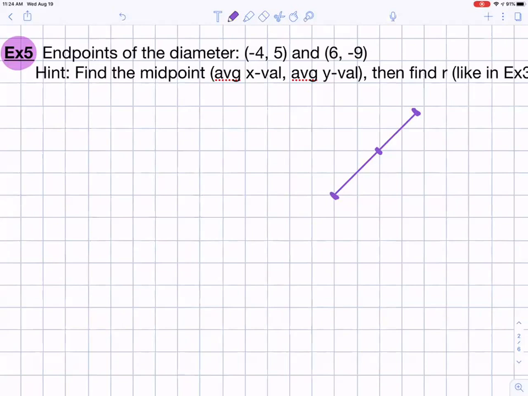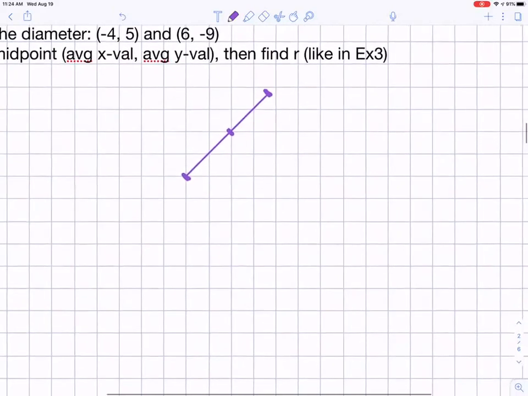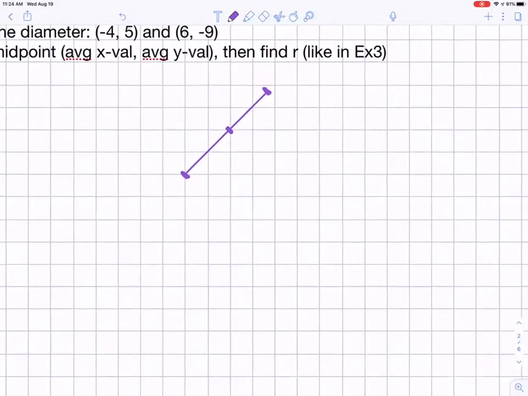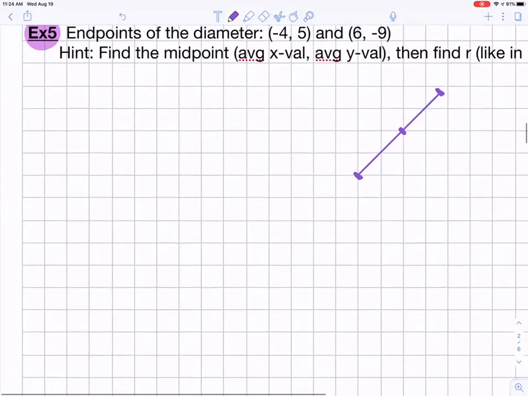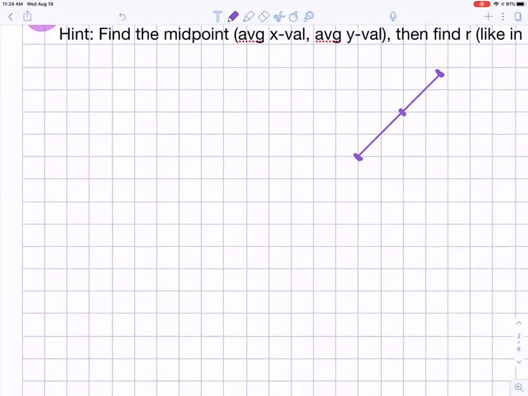Now look at your hint. Your hint says to find the midpoint. Okay, why? Because that'll give us our center. I just walked you through that. And then the other one says, and then you can find your radius the way you did in the last example. Okay, so let's go with hint number 1 first. Let's go find the midpoint. And there I've given you an even further hint, and that is to get the average x value, the average y value.